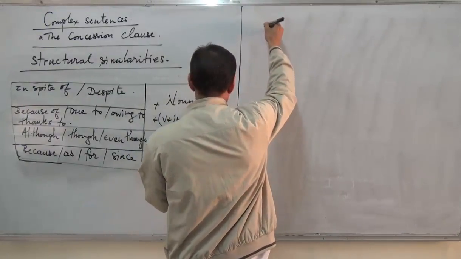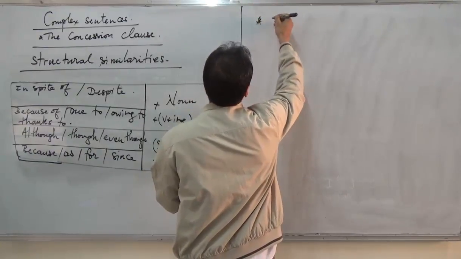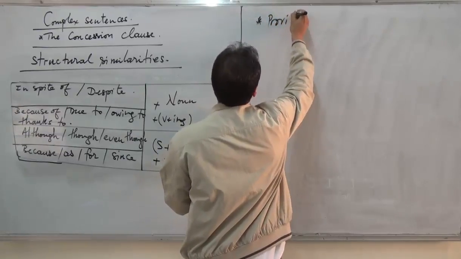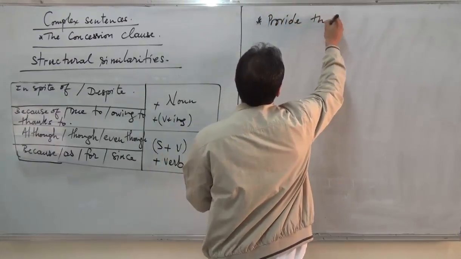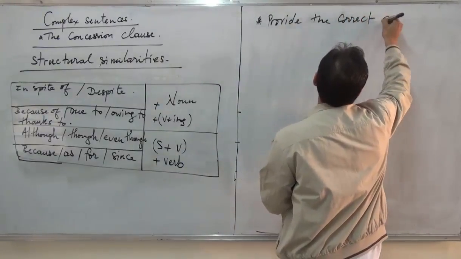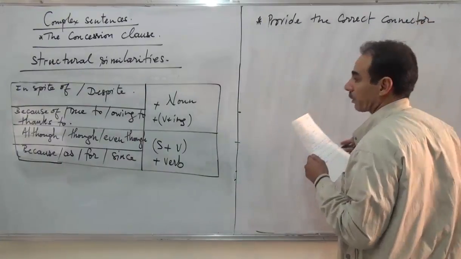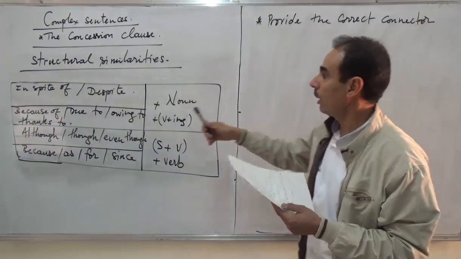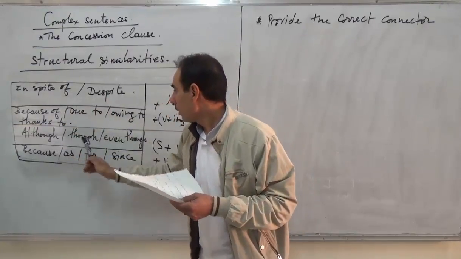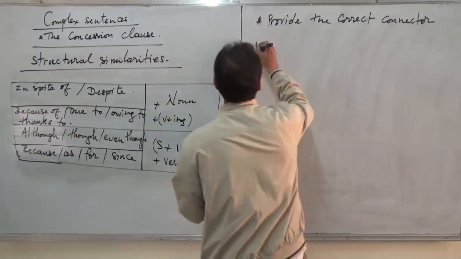So, choose or provide the correct connector. Of course, the connectors are here. You have in spite of and despite, although, though, and even though. Number 1.